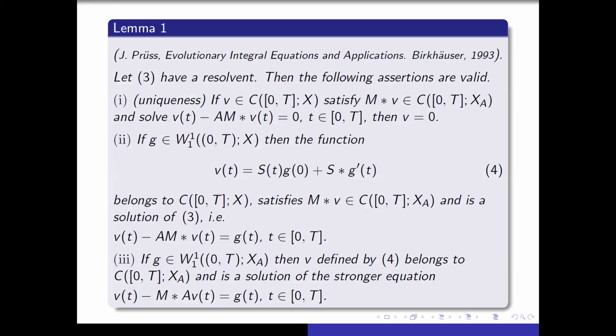Then about the existence and uniqueness of this integral equation. And here the main point is that it is assumed that this equation has a resolvent. And then the following assertions are valid. Firstly, the uniqueness assertion. Then if the right-hand side G belongs to such a space, then this function is a solution of this equation, which is written here. And if additionally G is more smooth here, then it satisfies a stronger equation. So actually, if we change the order of A and M here, and A is before M, then we have a weaker case. And here below we have a stronger case in this equation.